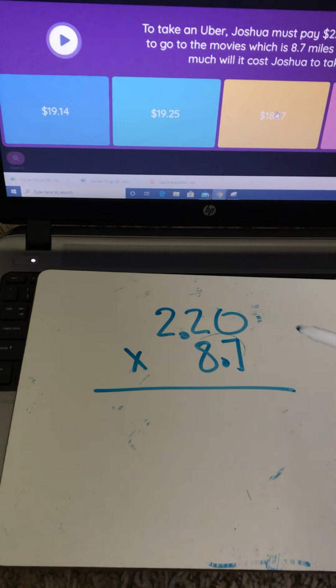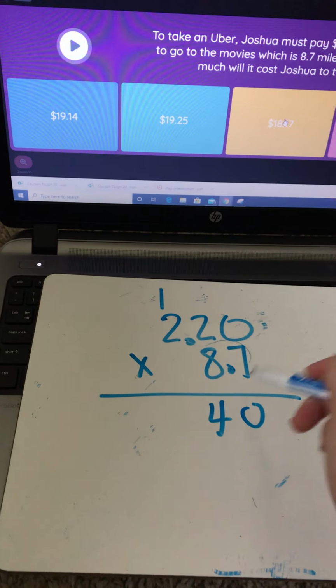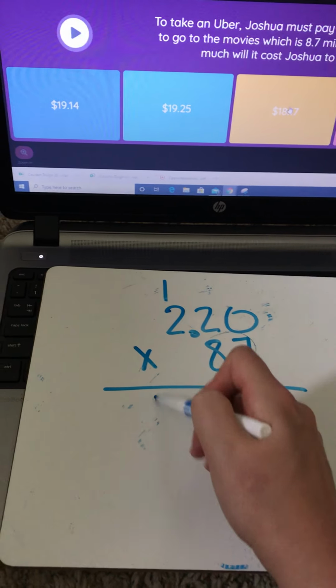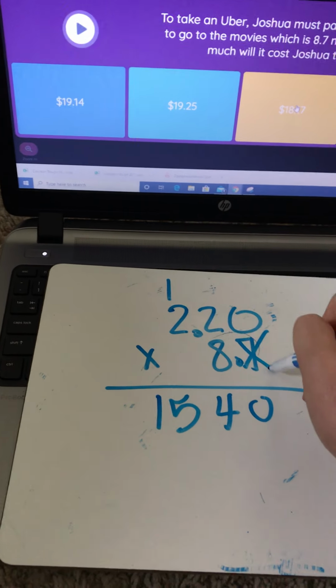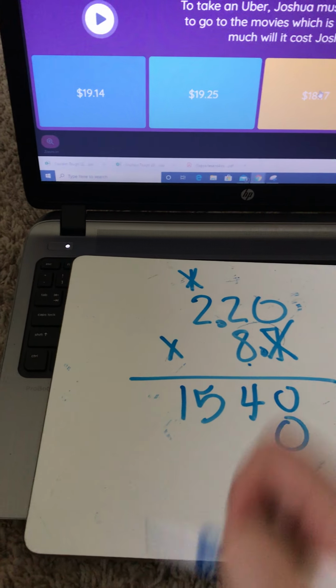So 7 times 0 is 0. 7 times 2 is 14, carry my 1. 7 times 2 is 14 again, plus 1 is 15. I'm done with my 7, done with my 1. Add a placeholder since I'm moving over to the next place value.